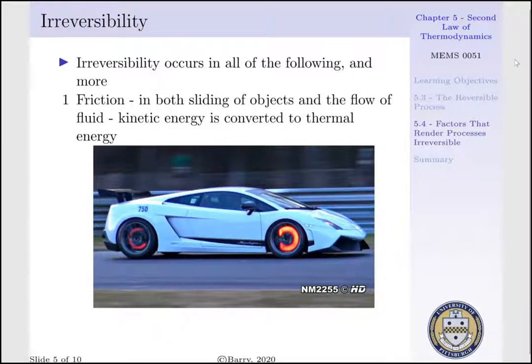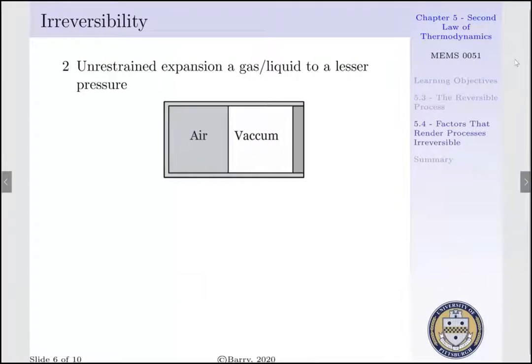This is an irreversibility. Additionally, anytime you have fluid with any viscosity flowing, the viscosity, i.e. resistance to motion, is going to dissipate energy of that fluid. Unrestrained expansion of a gas or a liquid to a lesser pressure constitutes an irreversibility. Say we had a membrane separating air and vacuum, and that membrane ruptures. Our air is going to fill the vacuum, and the pressure of our system is going to be less than the pressure that the air was initially at. Through this unrestrained expansion, those air molecules are going to collide with one another and dissipate some of their energy. This is going to be an irreversible process.